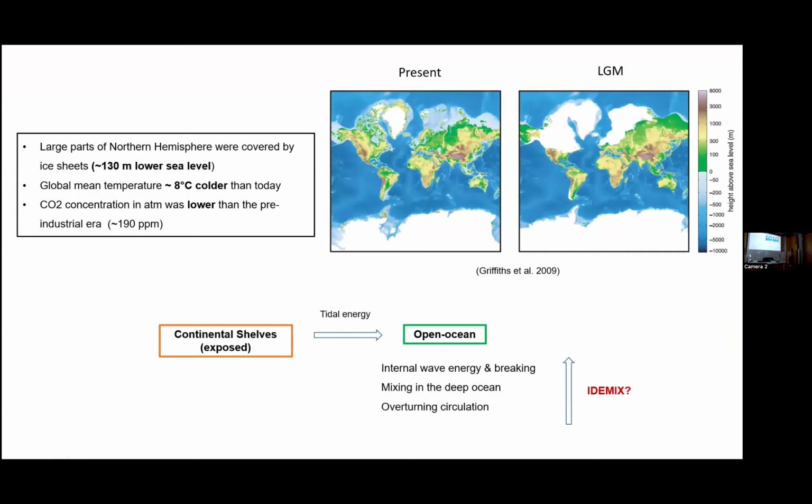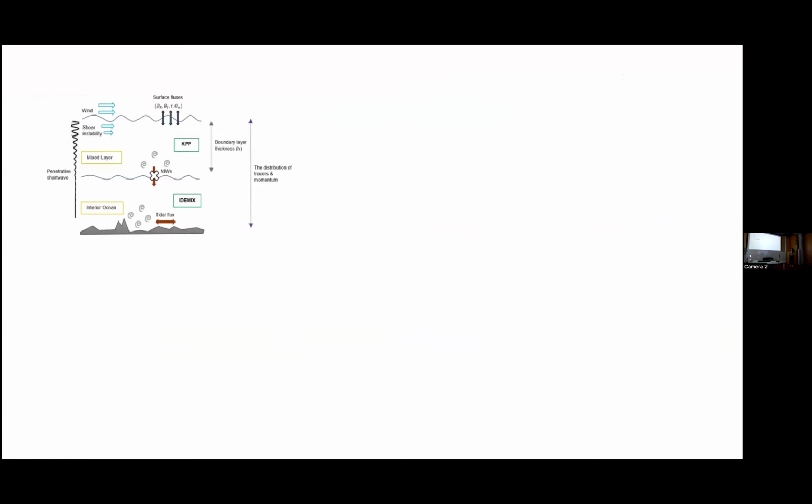So our question is how much IDEMIX makes a difference in our mixing and overturning circulation for the LGM conditions. I will just briefly mention our method, what we did in our model. We are using iCESM, the isotope-enabled Community Earth System Model. It's a global coupled model.